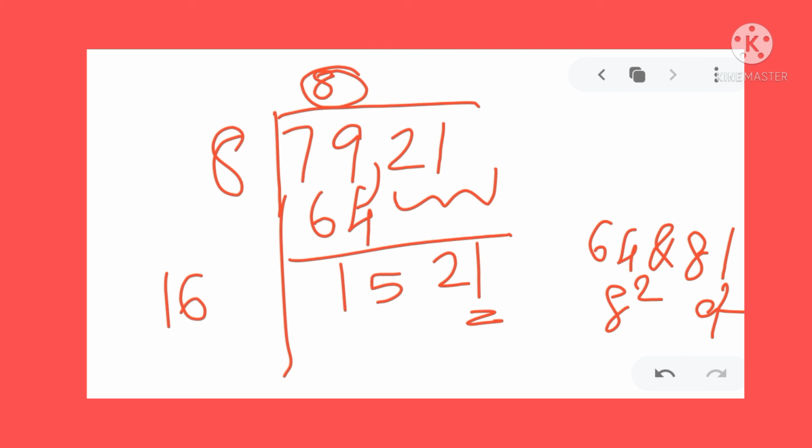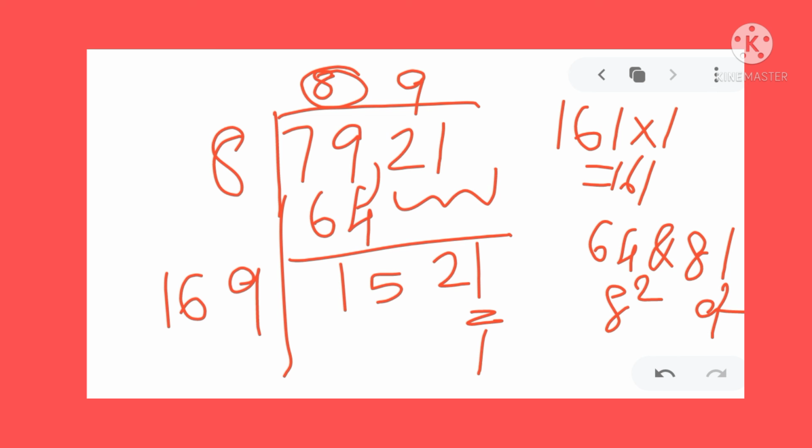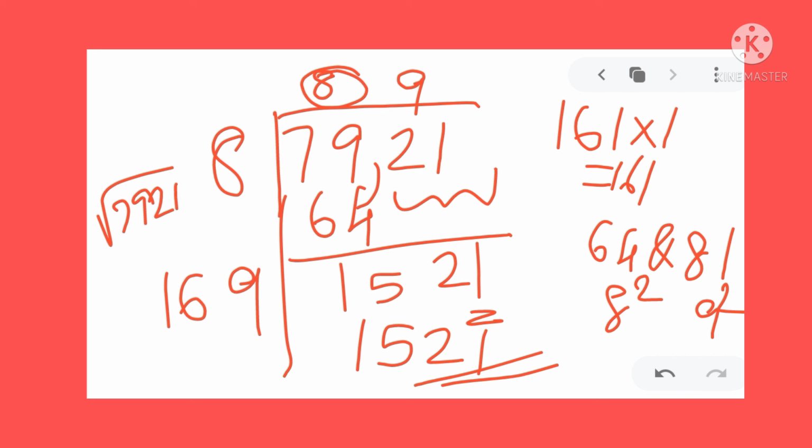Then the number is ending with 1. Either it is 1 or 9. If we write 1, then 161 into 1 is 161 itself. So if we write 9, let us check whether it is correct. 9 9s are 81, 9 6s are 54 plus 8, 62, 9 into 1, 9 plus 6, 15. So 1521. So root 7921 is equal to 89.